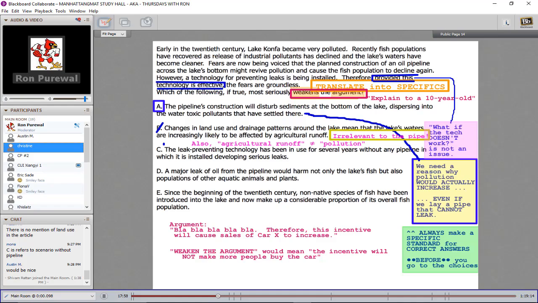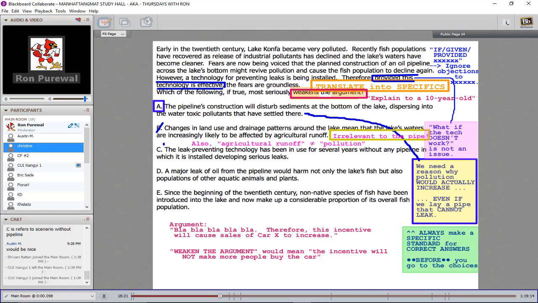There's not a lot of patterns in these things, but this is one of the closest things you're going to see to a pattern. If the argument says if, or given, or provided X thing, then you just completely ignore objections to X, because that's the whole point. And that's the whole reason why we have the word if in our language, because it takes all of that off the table. So C is about whether the technology works or not. It doesn't care. We're saying if it does.